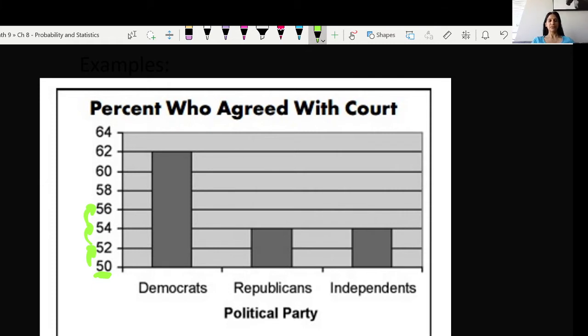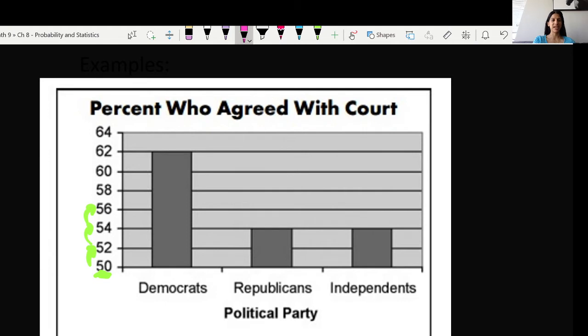So that's one thing to notice. If it starts at 50, it's really just showing the top snapshot of the information that's going on here. If we were to draw this starting at 0, the difference between these values here wouldn't look like it's as great as it actually does here. So let's analyze and take a look at the actual values.